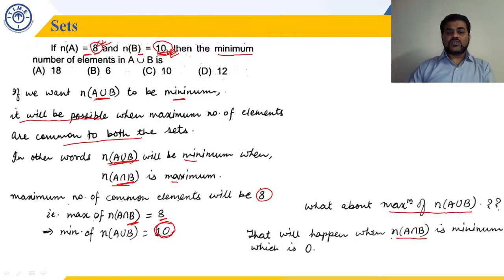What is the minimum possible number of common elements? It is nothing but 0, right? It is possible that no elements are common. So for n(A intersection B) to be minimum, it will be 0. So what is the maximum number of elements in A union B? 8 plus 10. Why 8 plus 10? Because there are no common elements. So all the elements in set A are different, and all the elements in set B are different. So when we talk about union, we club all the elements from set A as well as from set B. So we'll have a total number of elements as 8 plus 10, which is 18. Fine. I hope this is clear.